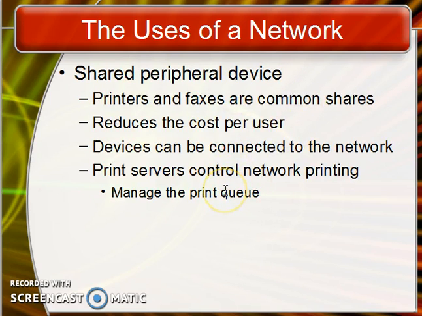Now, the second use is shared peripheral devices. Nowadays, printers and faxes are commonly shared. By sharing a printer among the department, it reduces the cost per user for the organization. And also, with the help of a communication network, devices can be connected to the network. With the help of print servers, you can control network printing, as it manages the print queue.